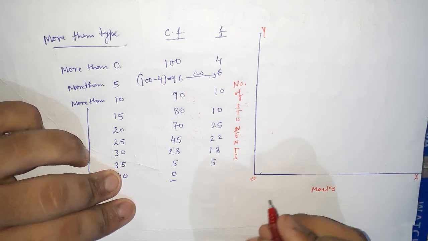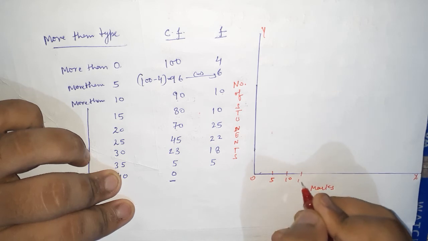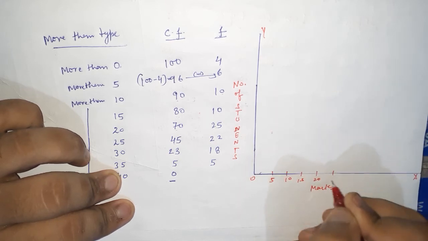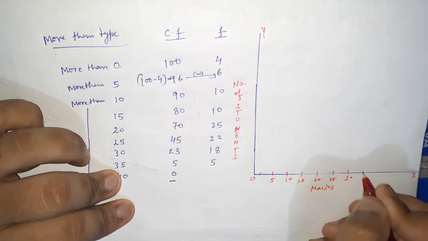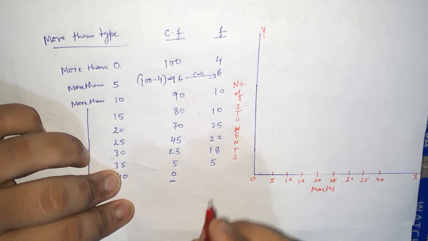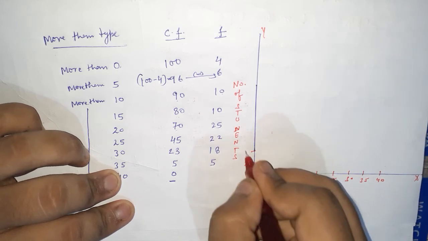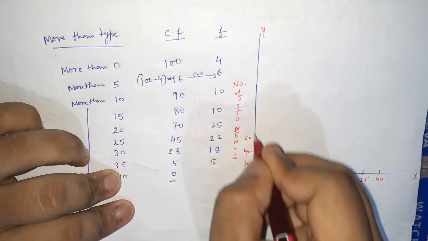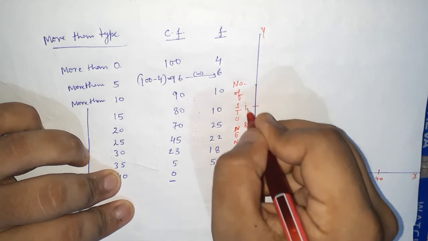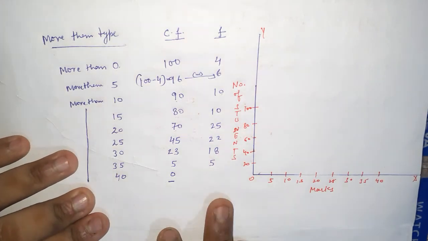On the x-axis we take marks, the same old 5, 10, 15, 20, 25, 30, 35, 40. Okay. Let us convert the number of students, so again the same will be 20, 40, 60, 80 and 100. So we have both things, number of students and marks.